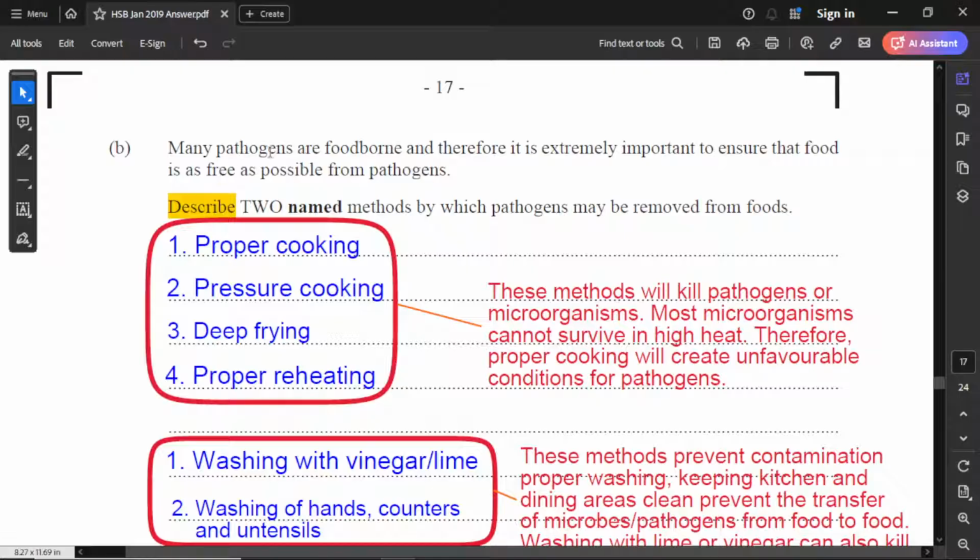And here it says many pathogens are foodborne, and pathogens are microorganisms that cause diseases, or anything that can cause diseases. They said they are foodborne, which means they're transferred through food, and therefore it is extremely important to ensure that food is as free as possible from pathogens. And they said describe two named methods by which pathogens may be removed from foods.